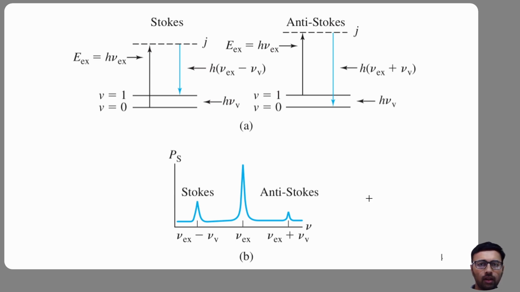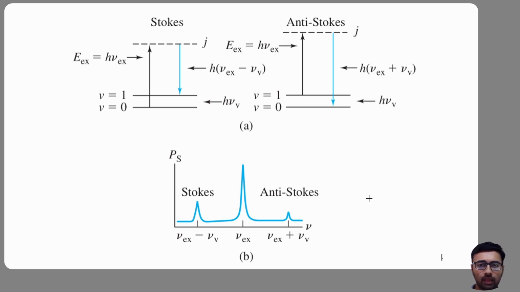First, consider the simplest case. The molecule starts in ν = 0, enters the virtual state and returns back to ν = 0. No vibrational energy changes. Therefore, the emitted photon has exactly the same energy as the incident photon. This is Rayleigh scattering, it is an elastic scattering process.